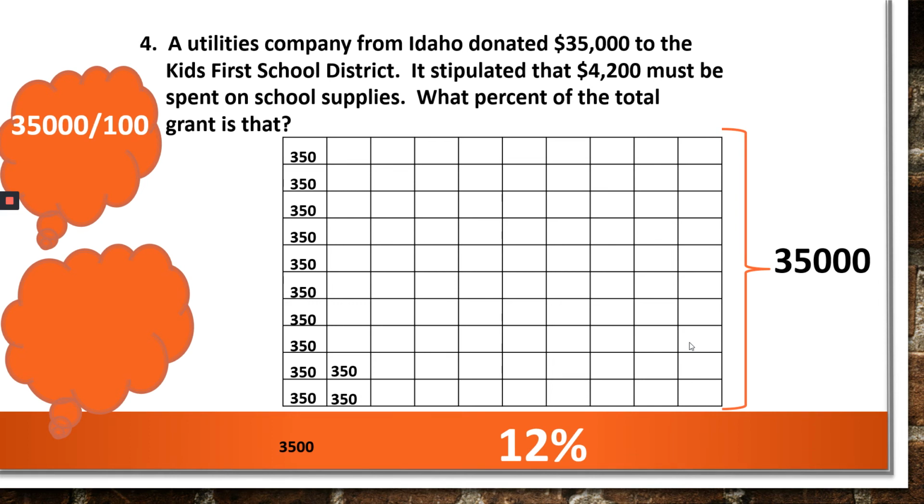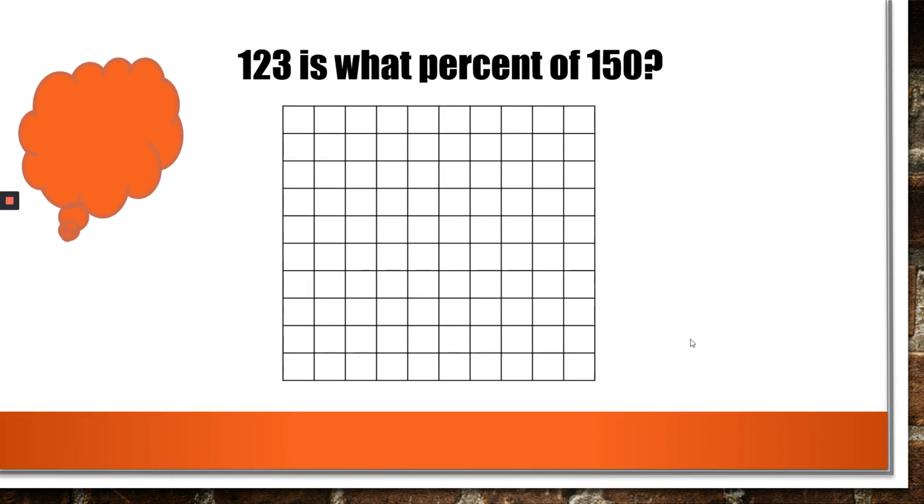Now, someone else may have wanted to do it like this. How many 350s fit in 4,200? That would still be 12. Or some folks might want to do it by part to whole. 4,200 is the part. 35,000 is the whole. And use that in the calculator, and you'll get 12 hundredths, which is translated to 12%. Nice.